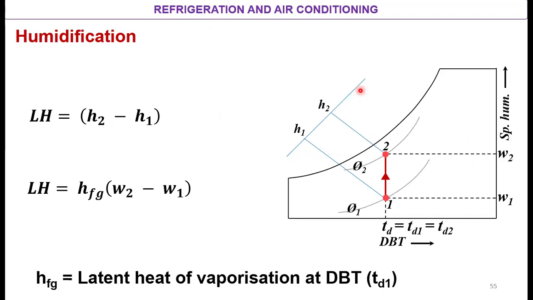So this is the heat which is added during the humidification process. It is known as the latent heat which is added. So it is the final enthalpy minus initial enthalpy, H2 minus H1, or it is also written as HFG into omega 2 minus omega 1, W2 minus W1. And we know the meaning of HFG, that is the latent heat of vaporization. So that will be known from the steam table at the given dry bulb temperature.